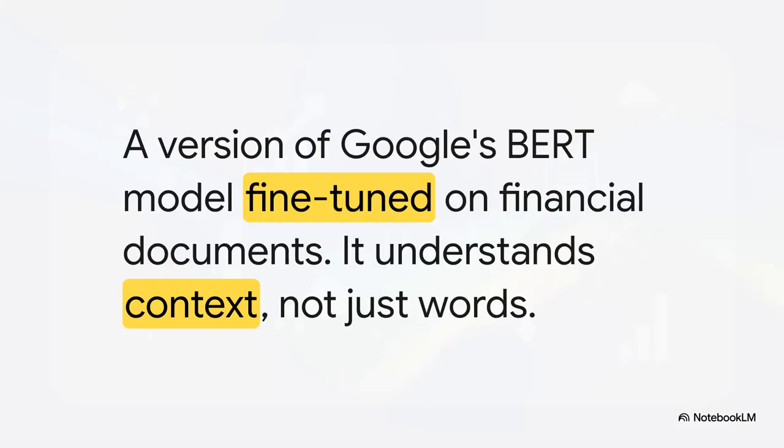But the real evolution in this field came with models like FinBERT. Now, this is a version of Google's powerful BERT language model, but it's been specifically fine-tuned on millions of financial documents. Its key advantage is that it doesn't just count words, it actually understands context. It knows that a phrase like increased costs is probably a negative signal, but maybe not if it's in the same sentence as even greater revenue growth.